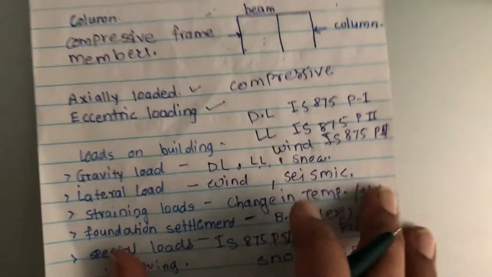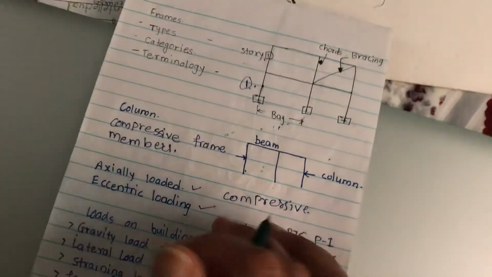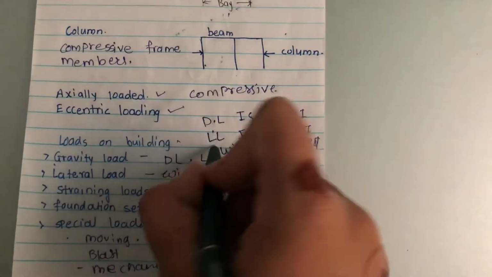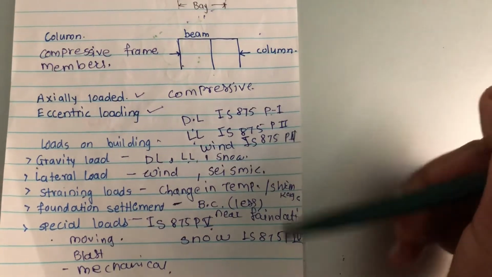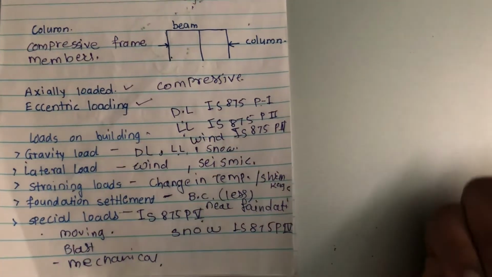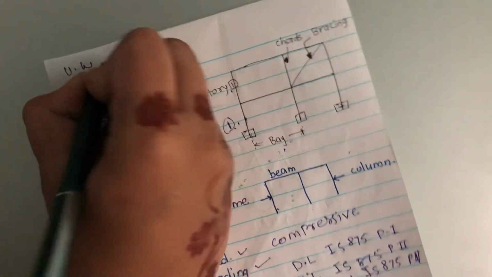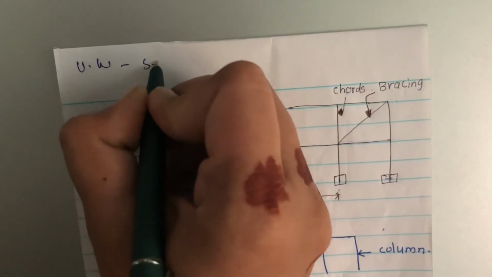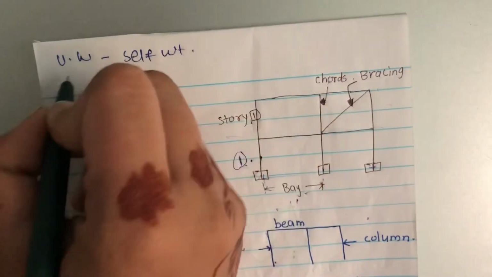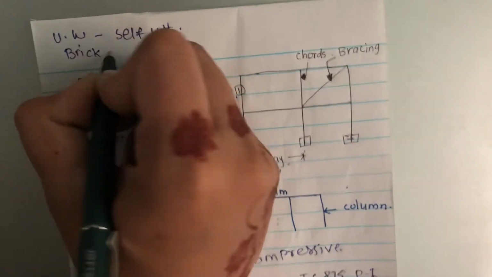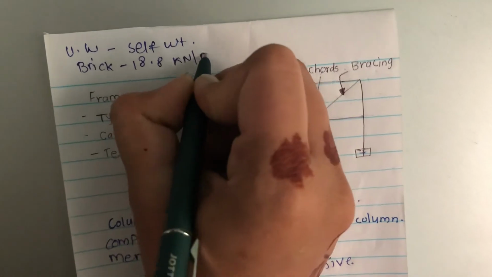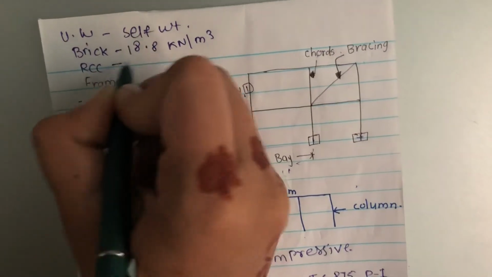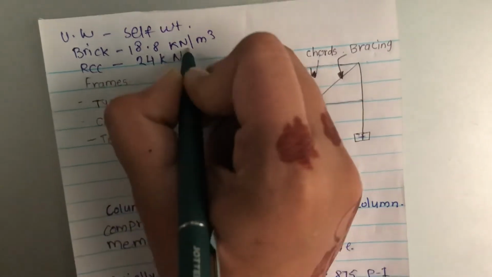After these, there are several factors that affect the dead load and the live load. These are the main loads we have to consider while designing any structure. As per IS 875 Part 1 and Part 2, dead load is the unit weight of the building material. The unit weight of any material is its self weight. For brick masonry, the self weight is 18.8 kilonewton per meter cube. For reinforced concrete, it is considered as 24 kilonewton per meter cube.